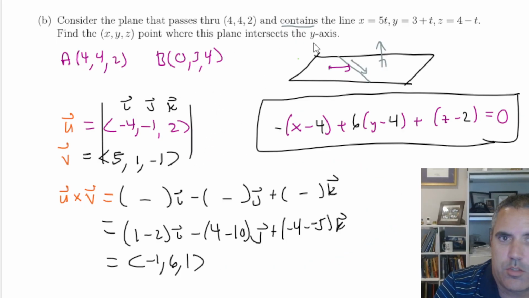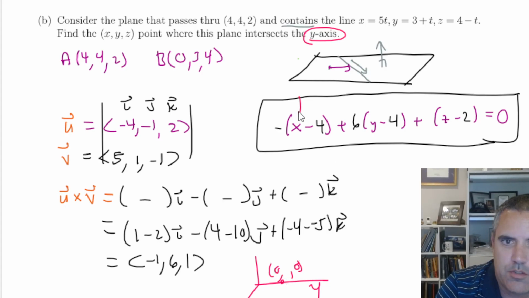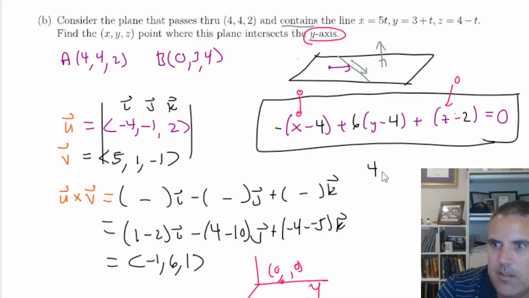The last part of the question is, when does it intersect the y-axis? Now, if you're on the y-axis, that means that x is 0 and z is 0. So that's how you finish the question, is you say this is 0 and this is 0, and you solve for the corresponding y. I think that's fairly quick.